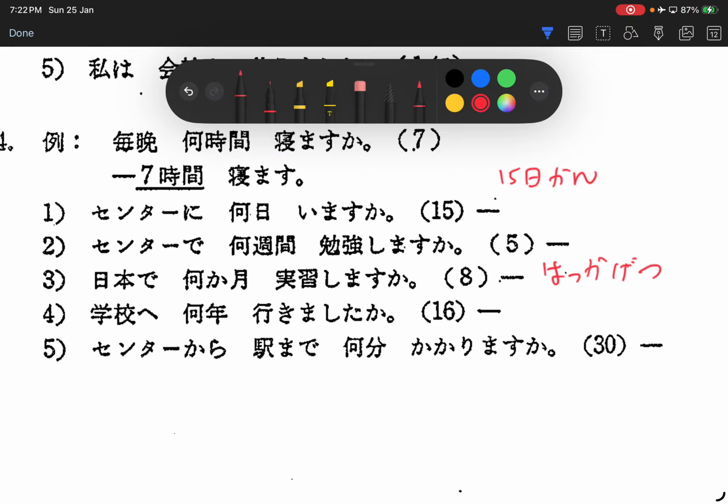Okay, next, number 4. 学校へ何年行きましたか? 16年行きました。Okay, 16年間行きました. Can also put 間 here as well. It just specifies the duration. Although the question never even specifies 間, you can put it in if you want to. 間 basically emphasizes that you're talking purely about duration. 16年間行きました。Number 5. センターから駅まで何分かかりますか? Yes. 30. So the question is 何分?